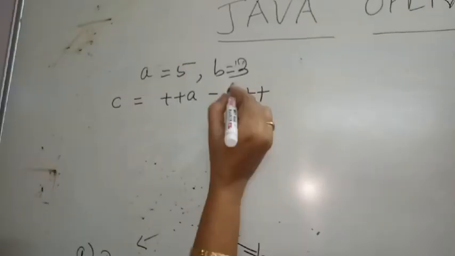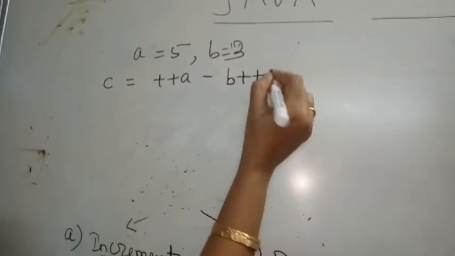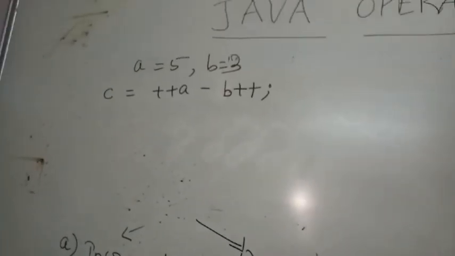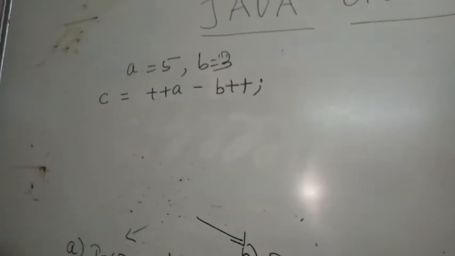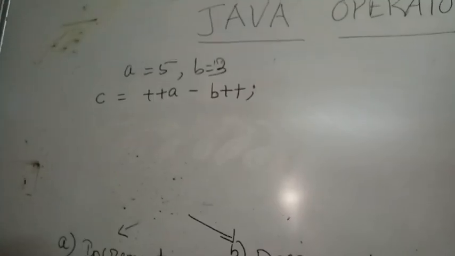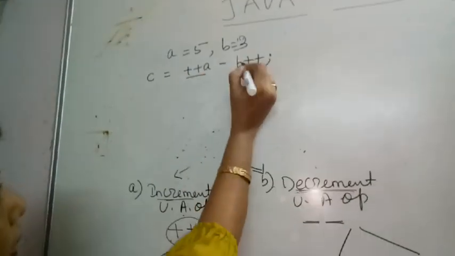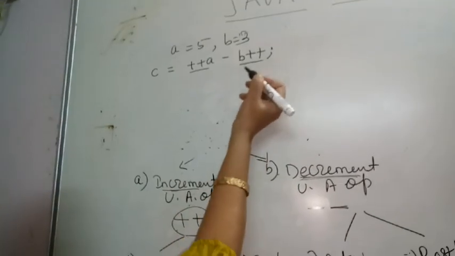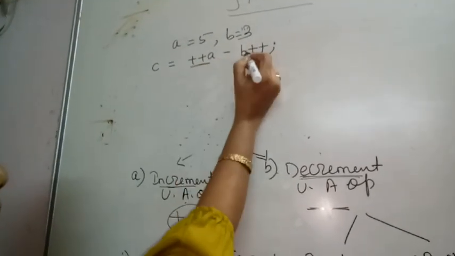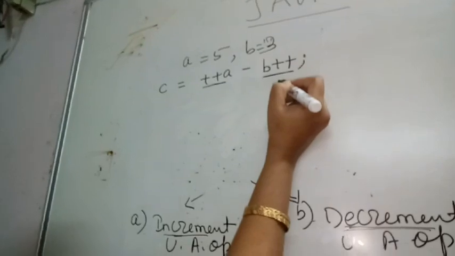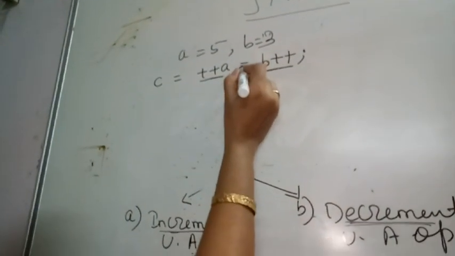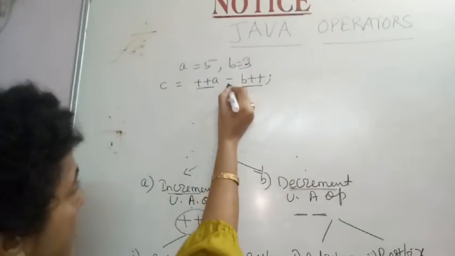Then plus plus a and b plus plus. This is the expression. Now when you get such an expression and you have to solve it, first you have to find out the unary operators, where the unary operators are. Here is a unary operator, here is a unary operator, and this is your normal binary subtraction symbol.